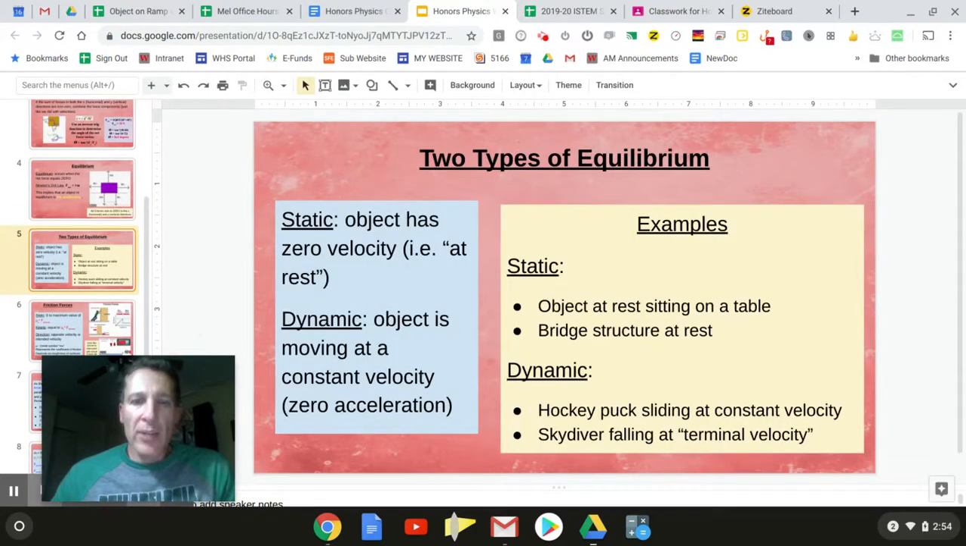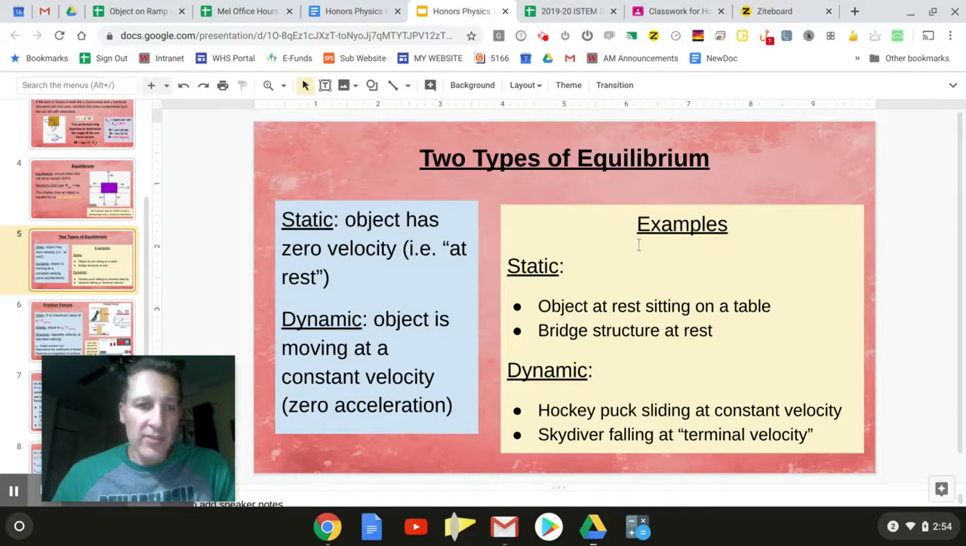Now, with an object being in equilibrium, that does not mean that it has to be at rest. That is one type of equilibrium referred to as static equilibrium, right? Object at rest, remaining at rest. However, an object can be moving yet be in equilibrium, right? And this is referred to as dynamic equilibrium. This is when an object does not accelerate, but does just maintain a constant non-zero velocity.